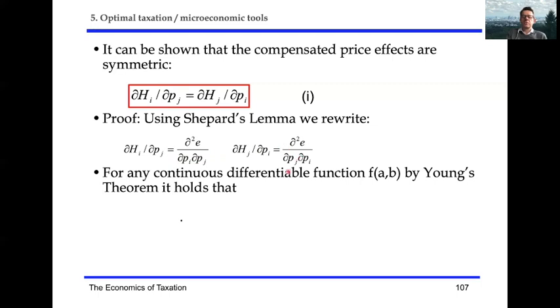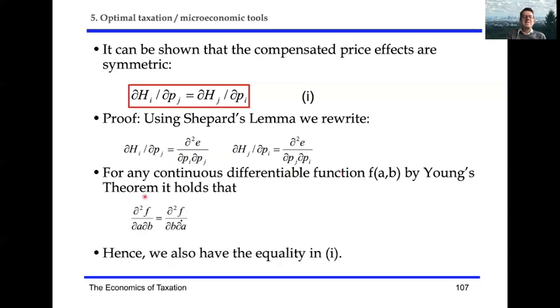But this has actually no effect on the value of these cross derivatives, because there is Young's theorem that says for any continuously differentiable function f of a and b, it holds that it doesn't matter in what sequence the derivative takes place. It's always the same value. Therefore, we have that this expression by Young's theorem equals this expression.